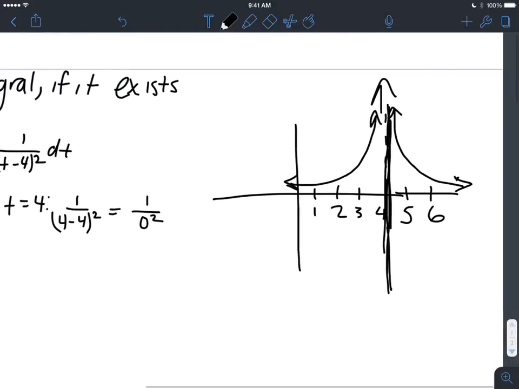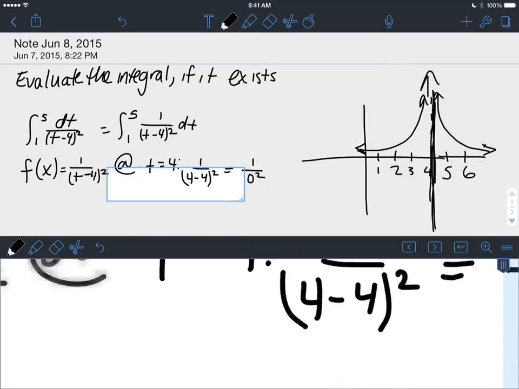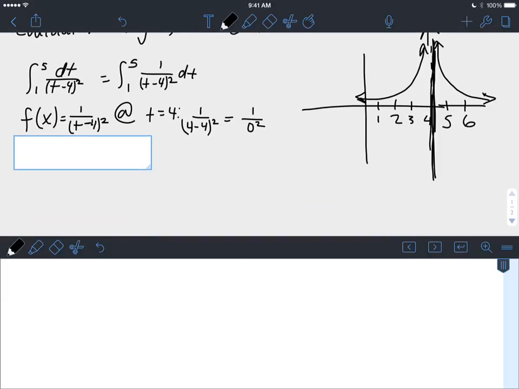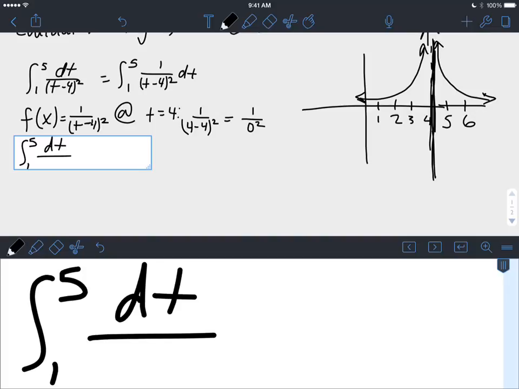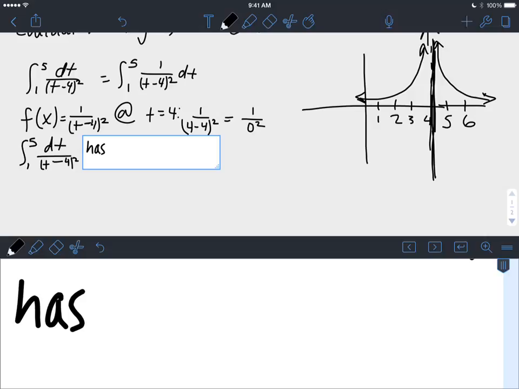So we have to say that because the integral has an infinite discontinuity, we cannot evaluate it, so then it does not exist. So it has a discontinuity.